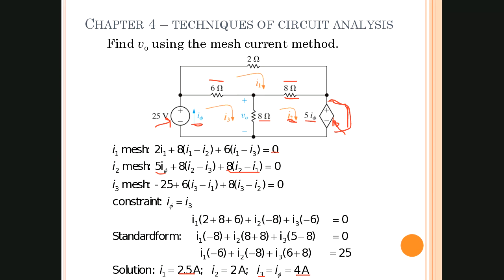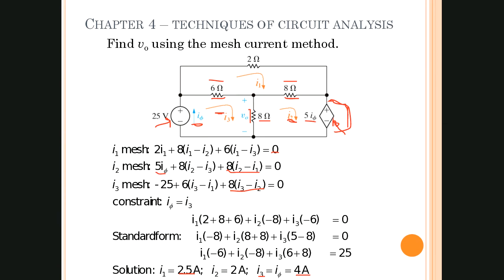And finally, the last mesh is I3, which is down here in the bottom left corner. Starting off with our voltage source, it's minus 25 volts. Then we move to the 6 ohm resistor right here. It'll be 6 ohms times I3 minus I1, since they're opposing in that area. The final element in this mesh is the 8 ohms, which is I3 minus I2, and then we set that all equal to 0.